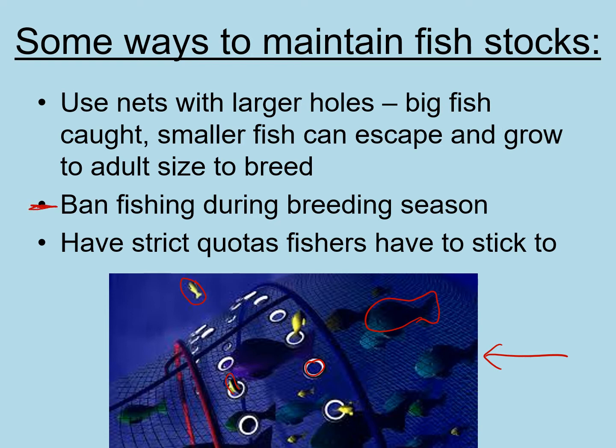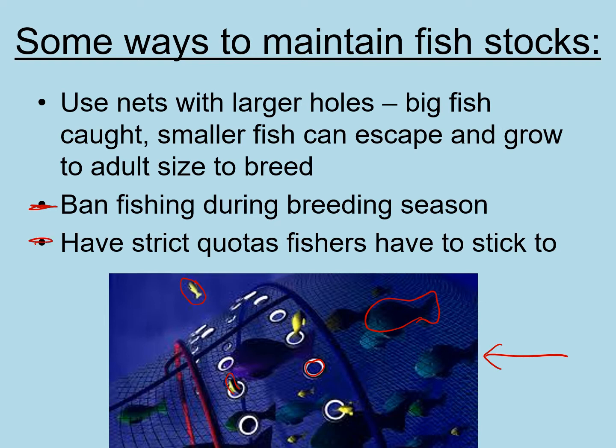You can also ban fishing during breeding season. So at certain times of the year, we can tell fishermen, no, you are not allowed to catch this particular species of fish. That gives them time to complete their breeding season, reproduce, and it means that the fish numbers in the oceans won't be depleted or won't go down.